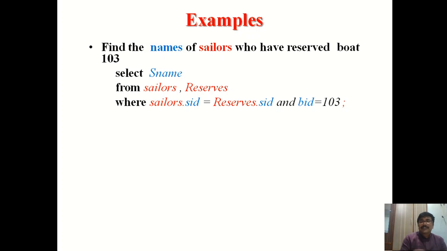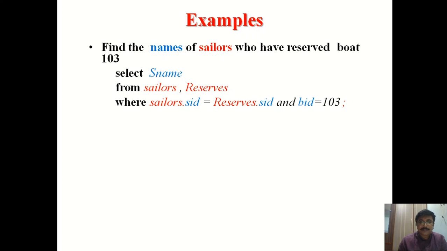So sailors.sid is equal to reserves.sid. That means SID in sailors and SID in reserves must be equal. Then only we get the data from both tables. If both match, it means the person has reserved a boat, and one more condition is BID equal to 103. So the sailor ID is available in the sailors table as well as the reserves table, and the boat ID should be 103. Then only we get the data. That is the condition here.